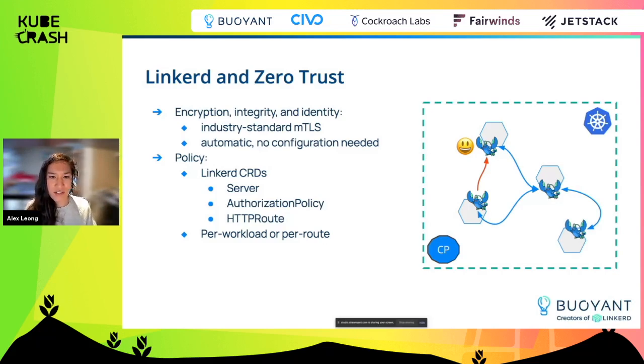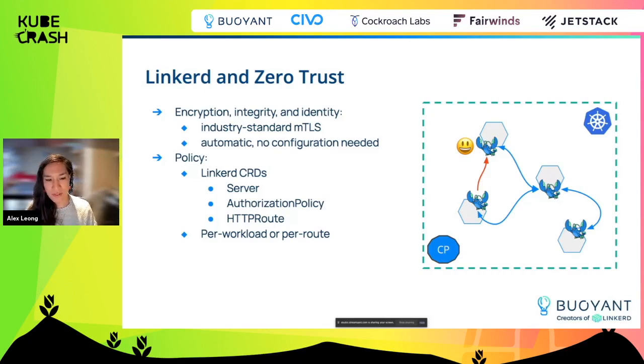The place where you start to need configuration is at the policy layer. Once you know who you're talking to, we can't automatically know whether that's okay or not. That needs to be something that's specified. And so Linkerd has a set of custom resources for describing these policies so that you can say who should be allowed to talk to who.